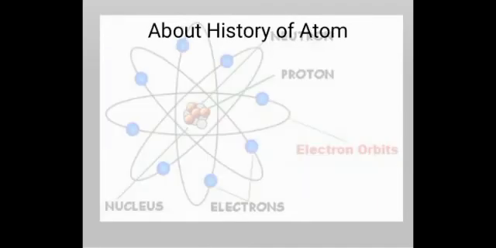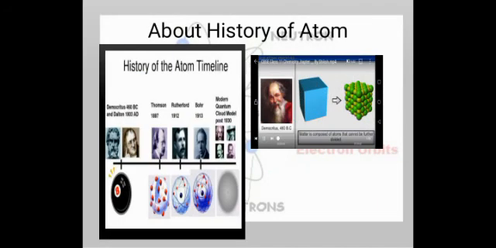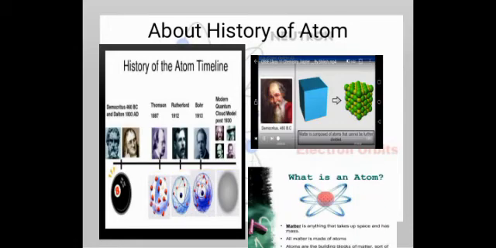So about the history of the atom, we have already discussed, but Democritus in 460 BC proposed that matter is composed of atoms that cannot be further divided. One more video I am going to share with this, in which it is given in detail. Watch that video carefully and try to understand the concept.